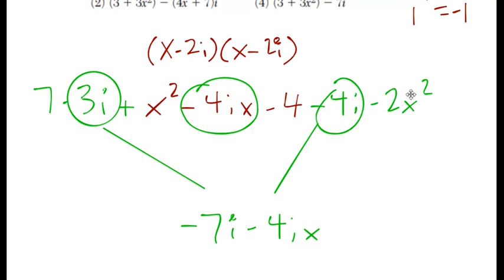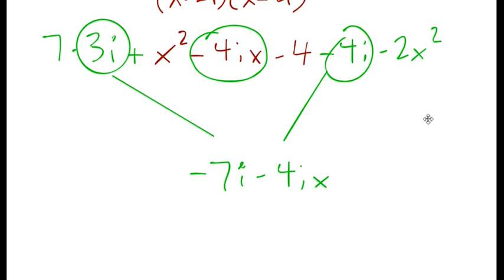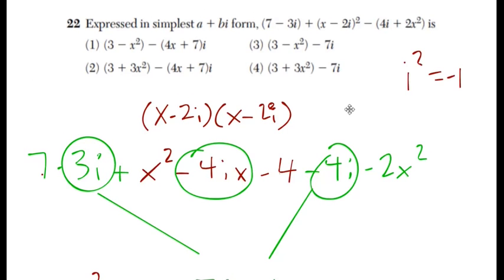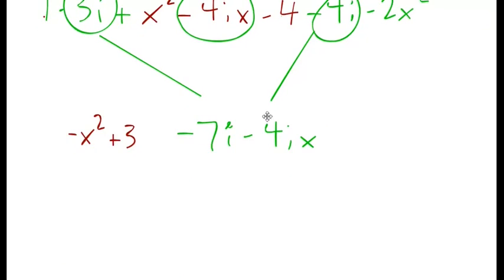So what we want to do with that is actually factor out, and we can put these other ones here. So 7, x squared, -4, -2x squared. So x squared and -2x squared give us a minus x squared. And then 7 minus 4 gives us a plus 3. Now here, again, we don't want to leave it like this. We want to write it in a plus bi form.